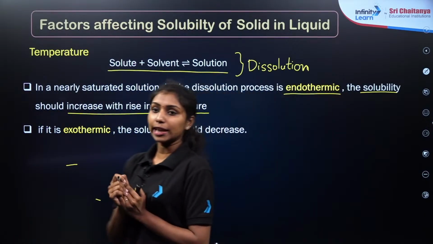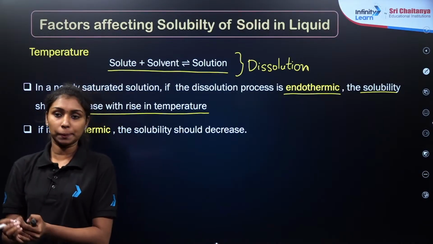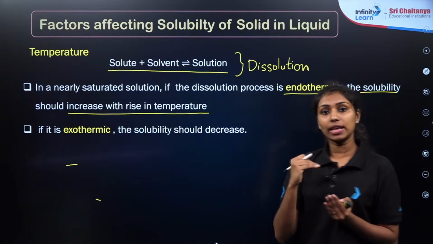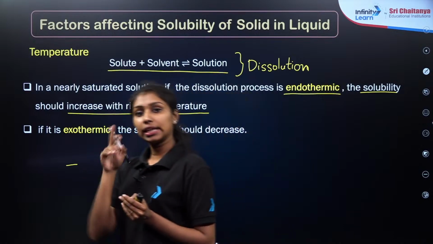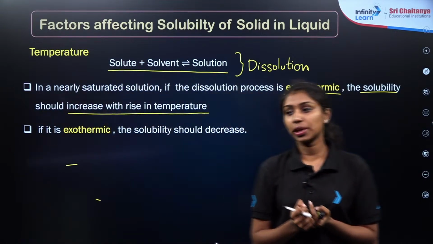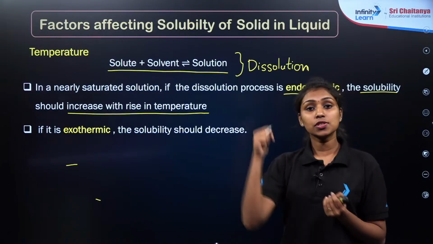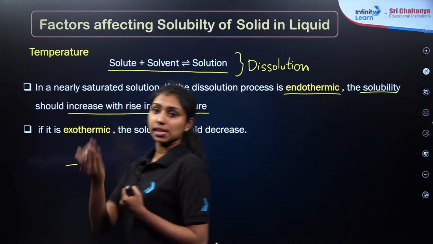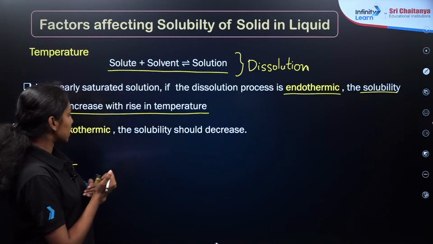As we have already seen in the equilibrium chapter about Le Chatelier's principle, for an endothermic process the equilibrium always shifts in the direction in which temperature decreases. So here we are focusing on the solubility. If the dissolution process is endothermic, as the temperature increases, solubility also increases.